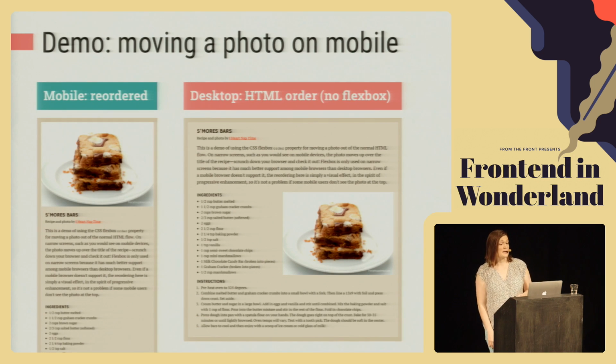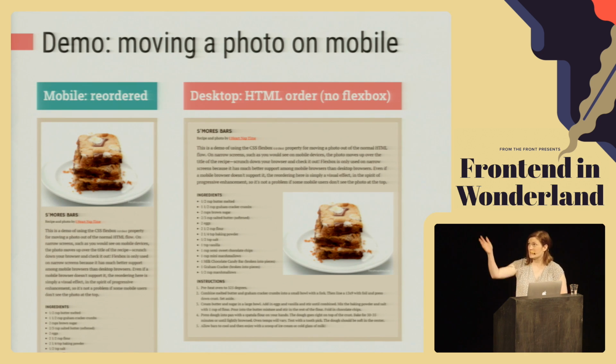But I could use the Flexbox order property to move the photo from its HTML position before the ingredients to above the recipe title on mobile only. Moving the recipe photo would not cause accessibility problems because it doesn't contain any links to be tabbed to, nor does it contain any text to be read by screen readers, because I would give it null alt text, since the recipe text itself provides alternative text for this image.